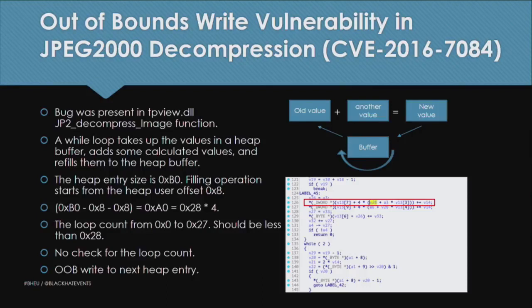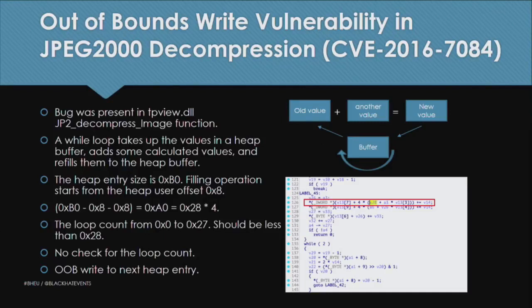In this function, there is a while loop that takes the values in a heap buffer, adds some other data, then writes them back to itself. The loop will do the same operation for the whole heap buffer. The heap entry size is hex B0. The filling operation starts from the heap user offset 8. Every value type is a word type.